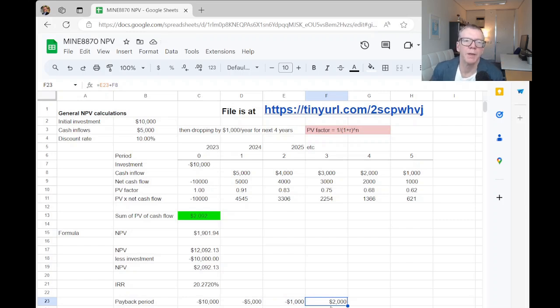So depending on how precise we want to be, people will either say the payback period is 3 years, or they'll say it's about a third of the way through that third year, which is assuming the cash flows occur evenly throughout the year, in which case it'll be about 2.33 years. But typically we're going to say the payback period here is going to be 3 years. So it's after 3 years that I have recovered that initial $10,000 investment.